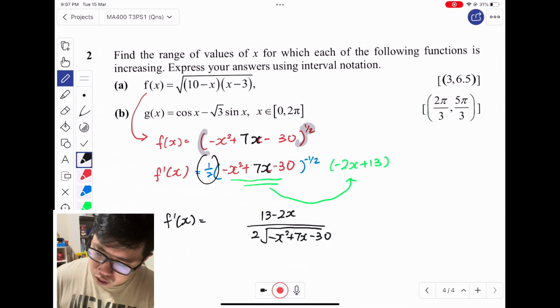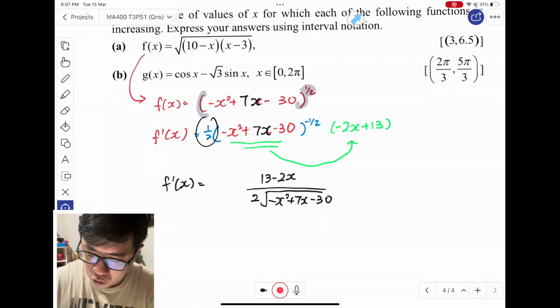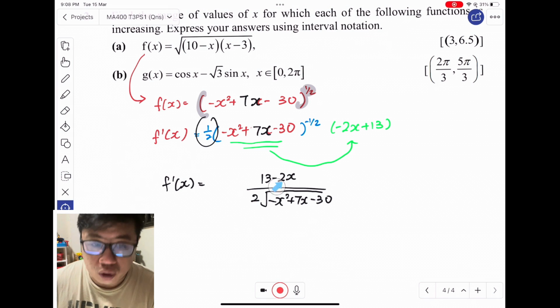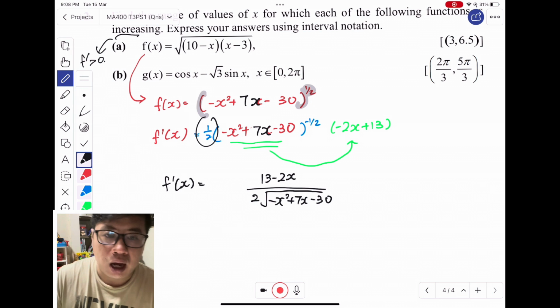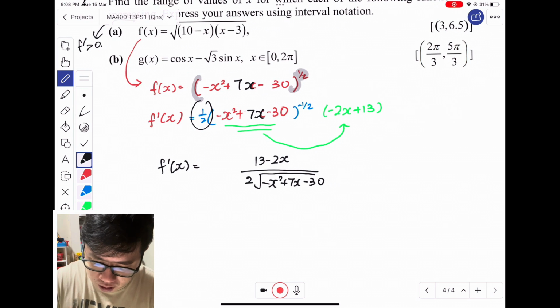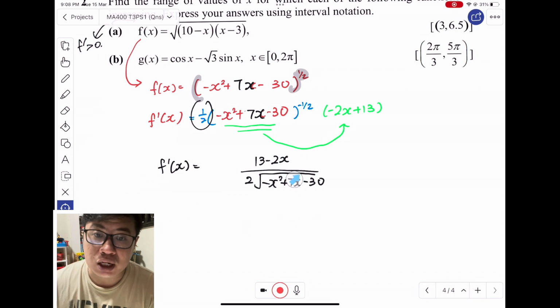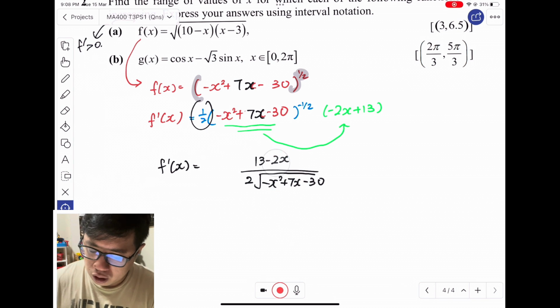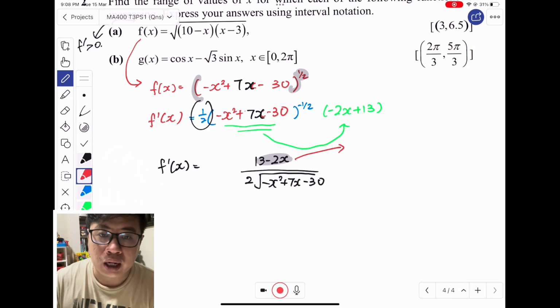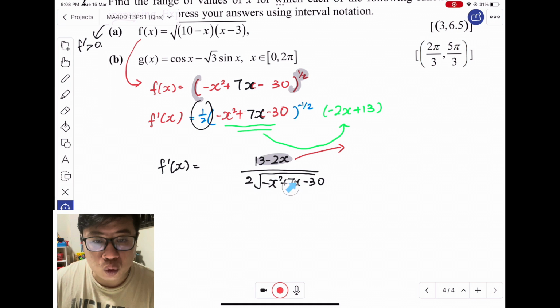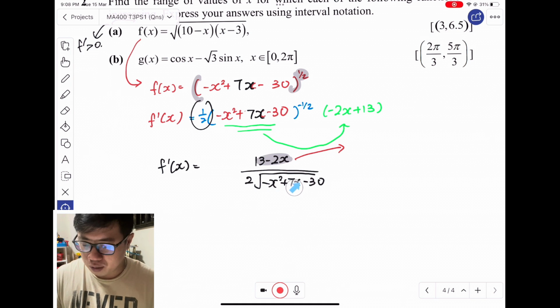Okay, so now we want to see what the range of values of x is for which the function is increasing. Basically, we want our f prime x to be positive, because increasing suggests that you need your f prime to be positive. So from here, the denominator is a square root, so it's not negative. We basically just consider the numerator, and we want to make sure that our numerator is positive. The denominator will always be a non-negative term, however you do need to consider that your denominator cannot be 0, because otherwise your fraction will be undefined.